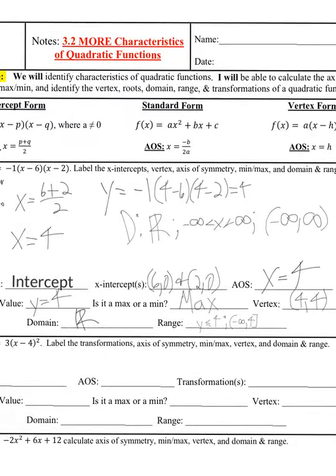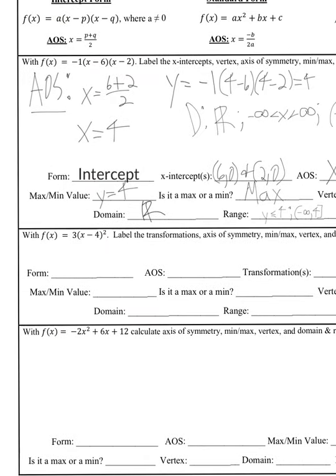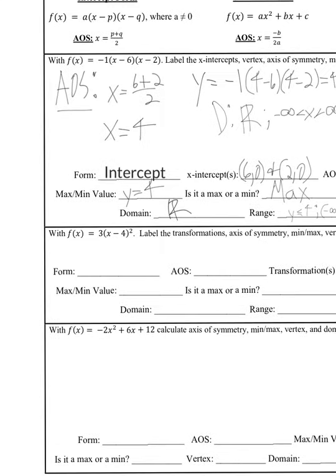So let's move on to the next example. With f of x equaling 3 times x minus 4 squared, label the transformations, axis of symmetry, min-max, vertex, and domain and range. Okay, what kind of form is this in?